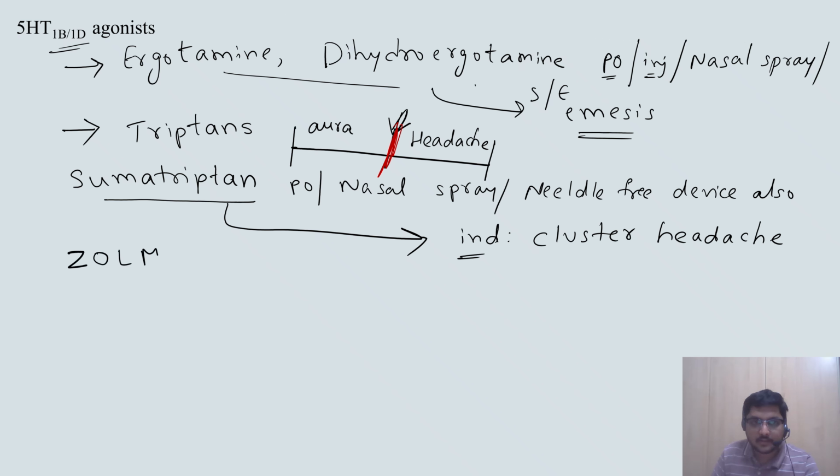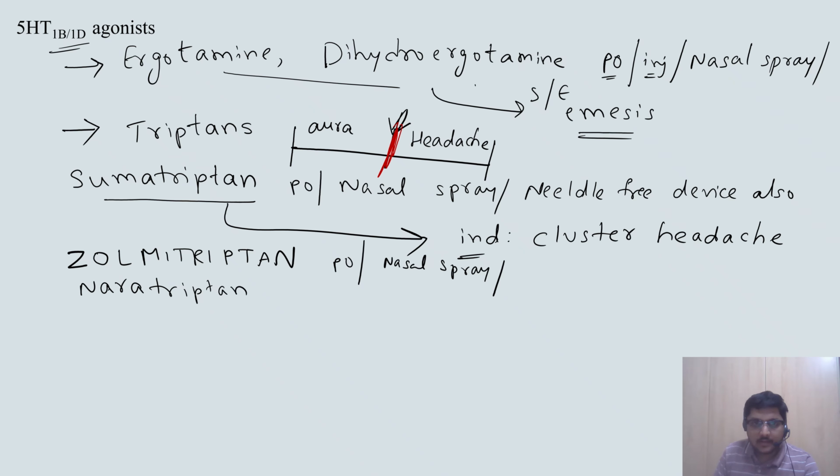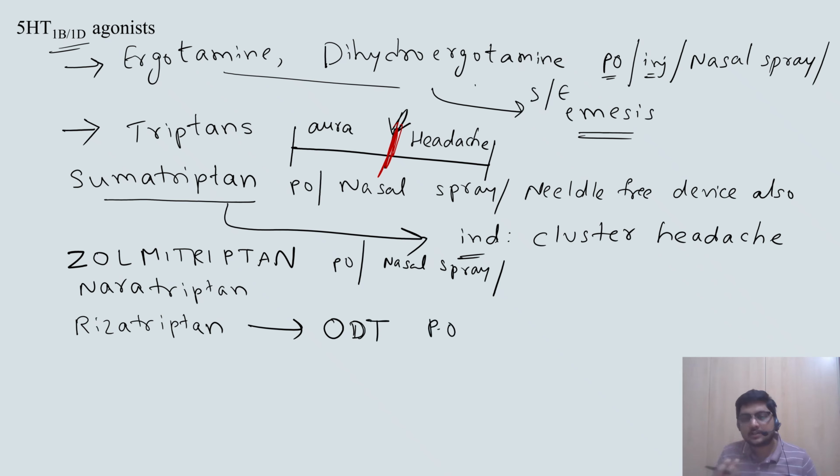And what are the other triptans? Zolmitriptan. What is the important thing which we should remember about zolmitriptan? It is also available as nasal spray along with oral tablet form. Next triptan is naratriptan. Next triptan is rizatriptan. And rizatriptan is available as orally dispersible tablets. That is, no need to take water. We can put the tablet into the mouth, it will dissolve automatically, easily. And as per studies, the most efficacious triptan is rizatriptan. Another thing is also there which we'll study later. And another triptan is frovatriptan.